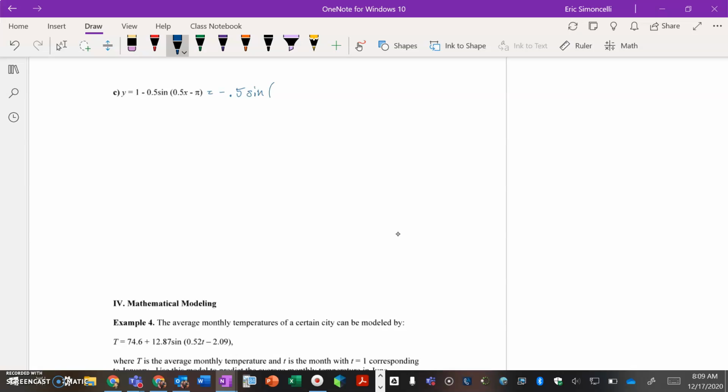sine of, and I'll factor out that 0.5, that B value, which is not 1. When you factor it out, you'll be able to easily see what, if any, additional transformations exist. So factoring out a 0.5 out of that quantity in parentheses yields this, so x. And then out of the second part there, dividing by 0.5 is the same as multiplying by 2. So that simply becomes minus 2 pi.